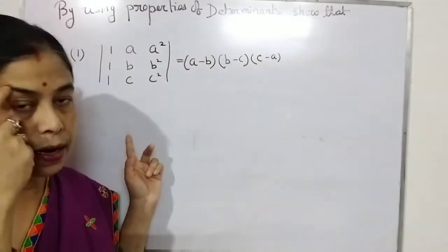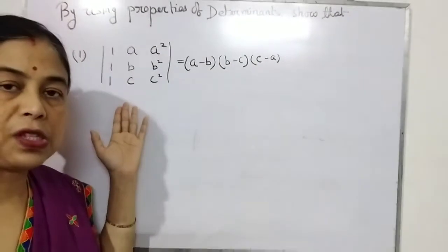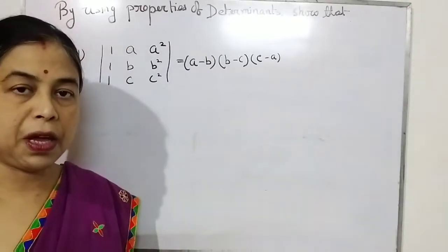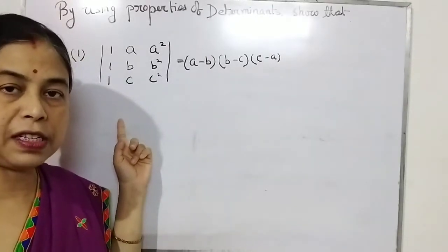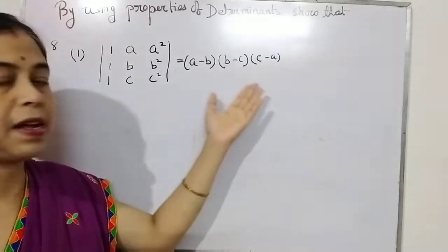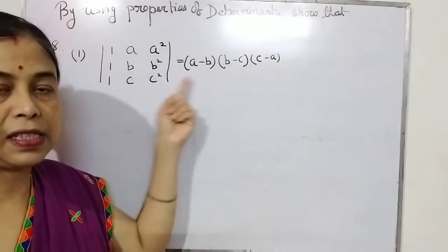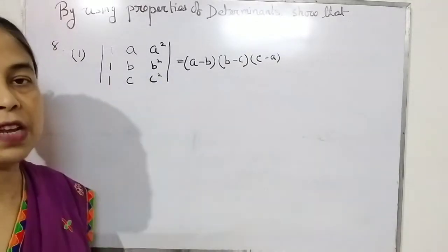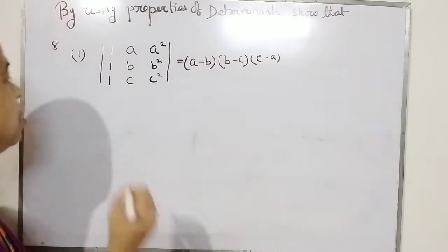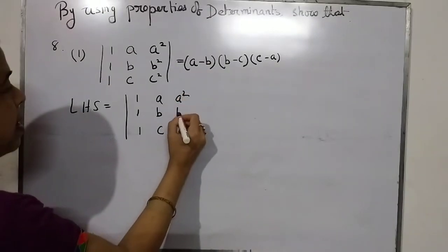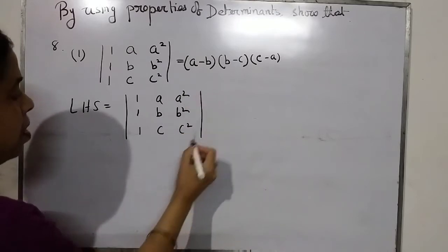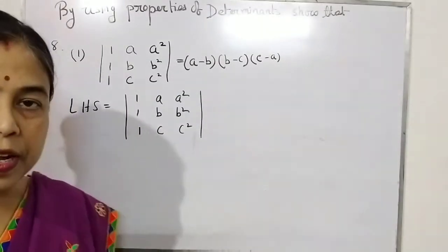Now you see here obviously we have to proceed from the left hand side, because on the left hand side you have a determinant, on the right hand side you have an algebraic expression. So obviously it is difficult to get the left hand side from the right hand side, so we will proceed from the left hand side. Okay, so let us first write down your left hand side. Your left hand side is 1 1 1, a b c, a square b square c square. Okay, so hope you remember the properties.